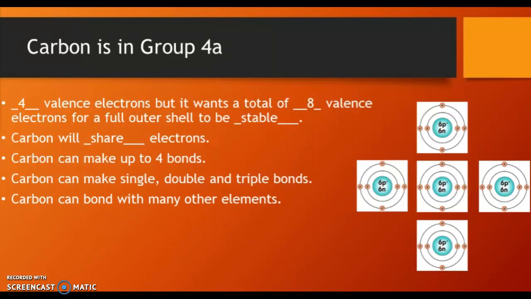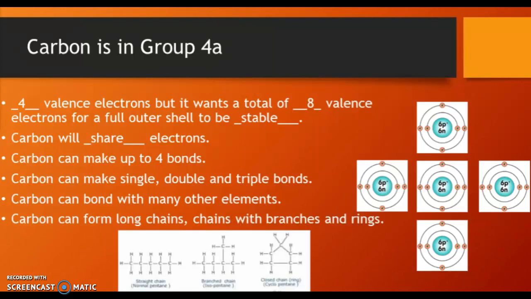And of course, carbon can bond with many other elements. And that's part of what makes carbon special, is that it can bond with a lot of other elements. Now, carbon can form long chains, chains with branches, and rings.